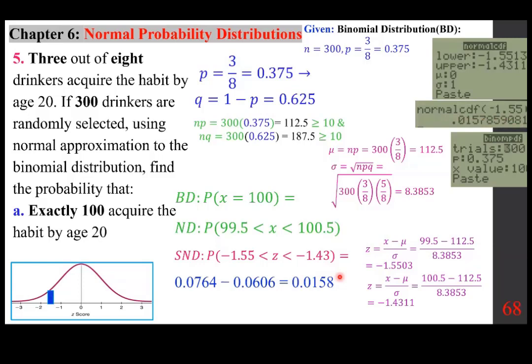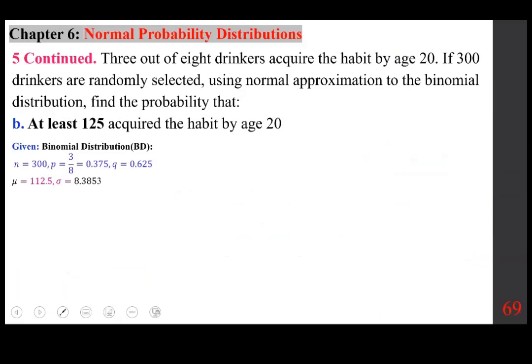We can also go with the binomial distribution, and it's a binomial PDF because there's only one value of 100. And again, as you can see, extremely close, all of those values. So that's an excellent approximation. We're going to continue with the question, and the next part is asking at least 125 acquired the habit by age 20. So we have the information from the previous page.